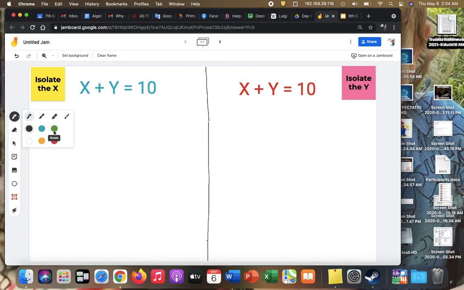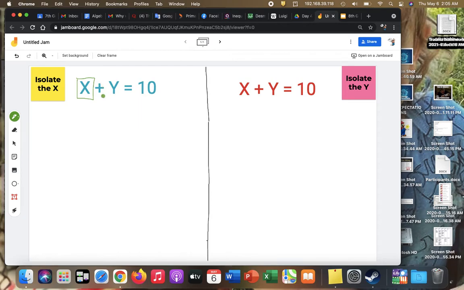Here's what I like to do. Draw a box around the variable you want to isolate. I want this x isolated. What is standing in the way of this x being isolated? There's no coefficient here, so we don't have to do any multiplication or division. That's the good news. There is a plus y on the same side of the equal sign as it.